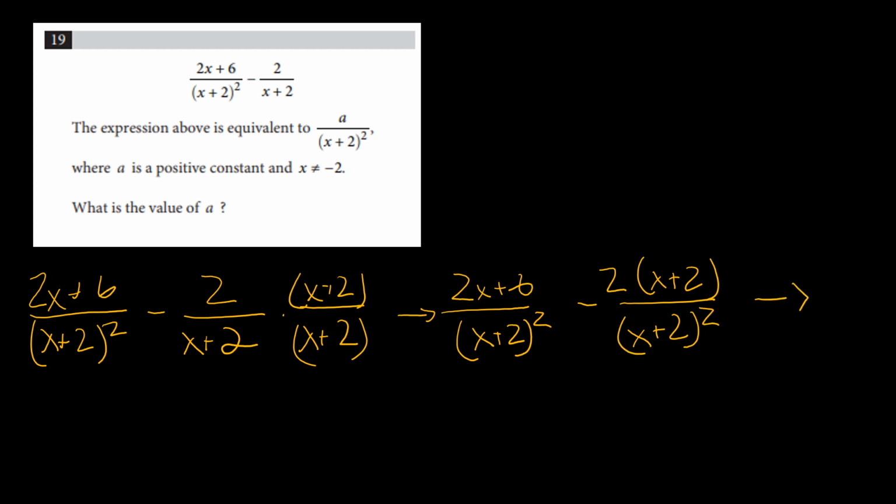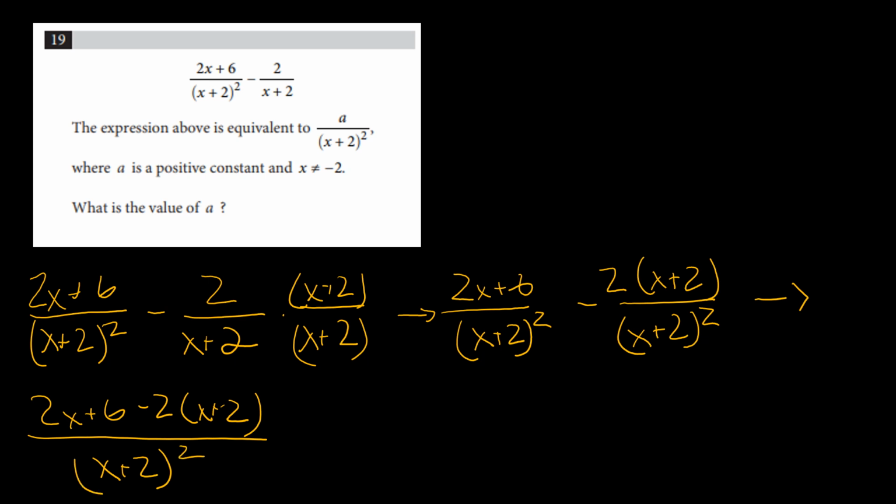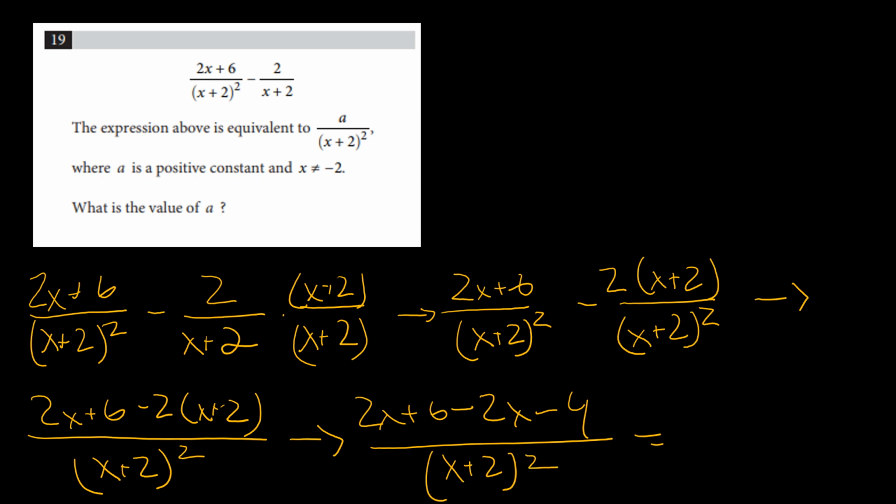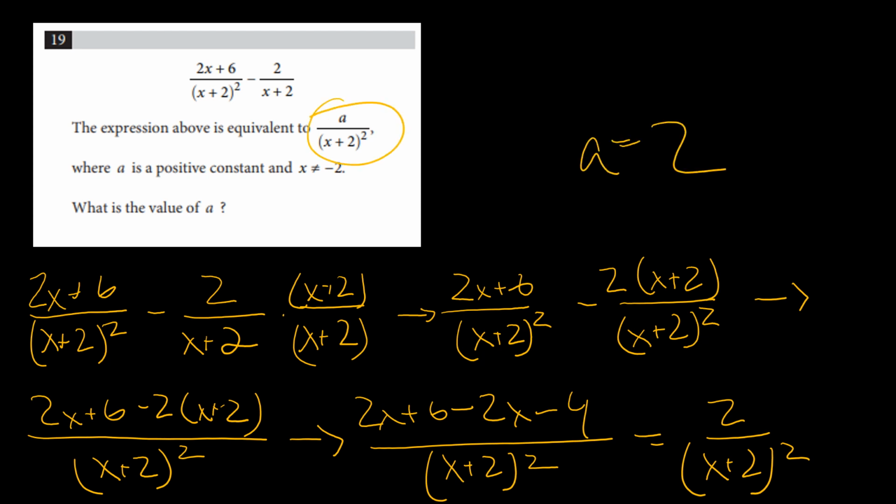Keep it going now. We're going to get 2x plus 6 minus 2 times x plus 2 over x plus 2 squared. I think you can see where we're going with this. 2x plus 6 minus 4x. Oh, I'm sorry, not 4x. Oops, I'm going to erase it there. Minus 2x minus 4 equals 2 over x plus 2 squared. If we want to know a right there, well, a is simply going to be 2. Here we go.